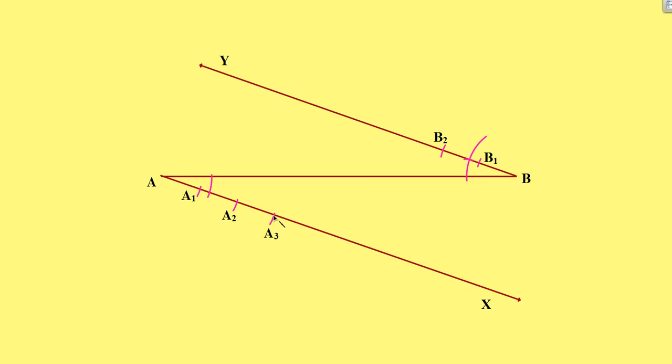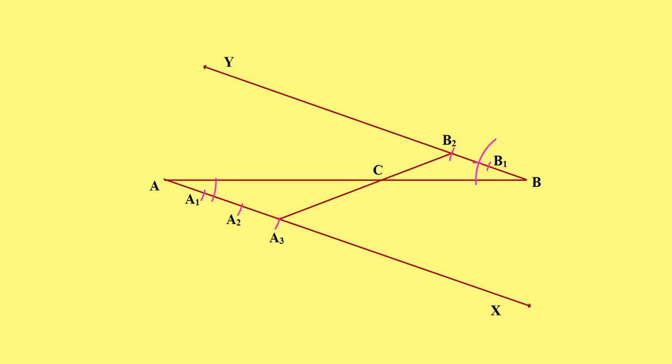Now join A3, B2 intersecting AB at C. Now C divides AB in the ratio 3 is to 2. How does this method give the required division?